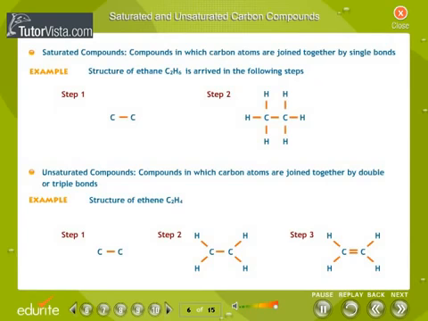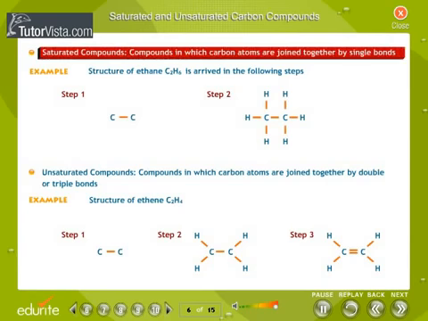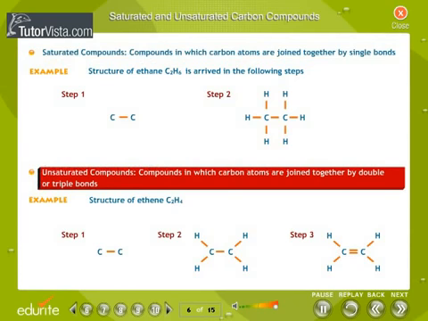Saturated and unsaturated carbon compounds. Saturated compounds are compounds in which carbon atoms are joined together by single bonds. Unsaturated compounds are compounds in which carbon atoms are joined together by double or triple bonds.